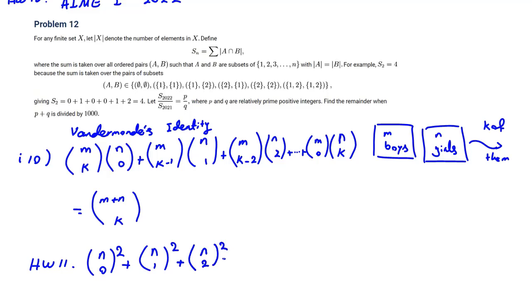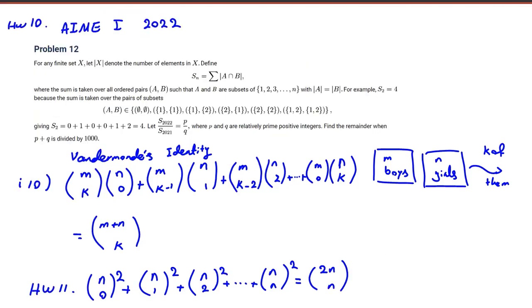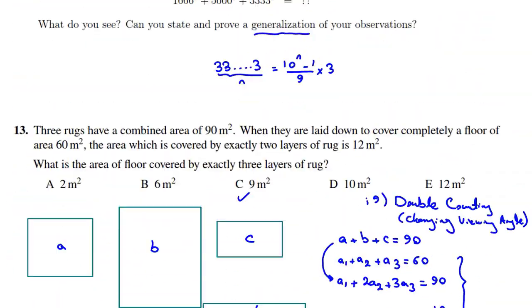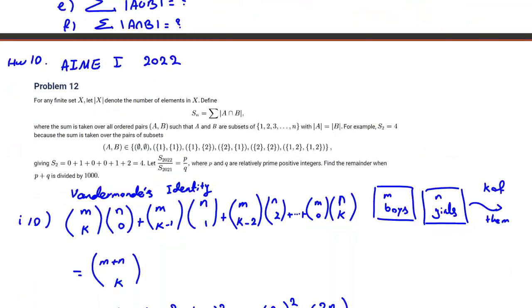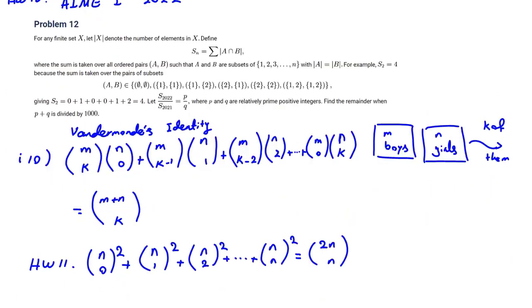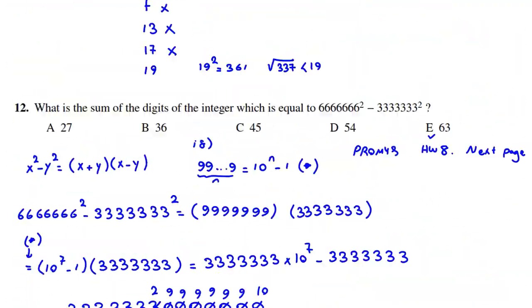n choose 2 squared up to n choose n squared equals 2n choose n. Okay. Now it is homework 11, homework 10. And how many ideas do we have? 10 ideas, 11 homeworks. Okay.